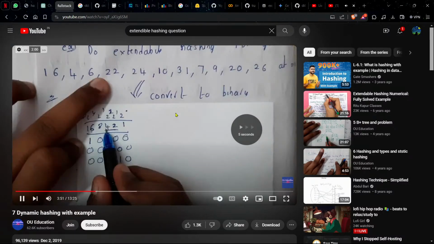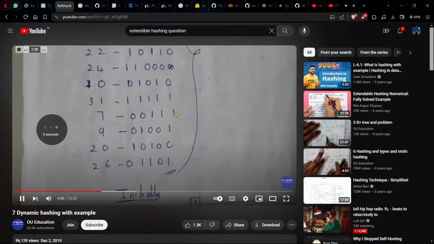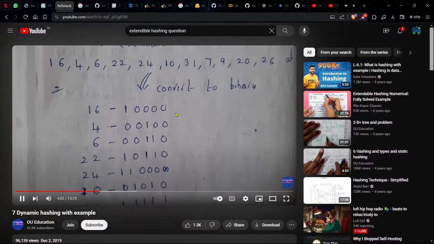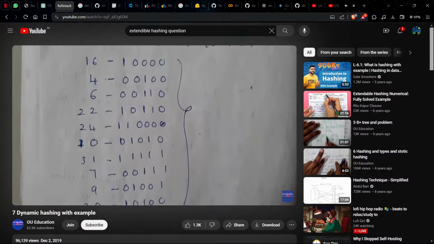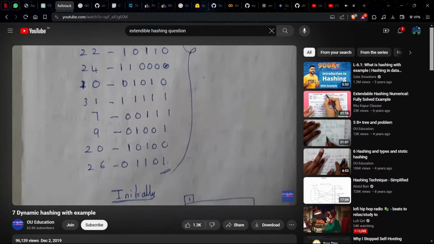For 4, you need a single 4. We'll be doing it dynamically, right, for all the values which are given to be hashed, guys. These are all the binary codes for the given question: 16, 4, 6, 22, 24, 10, 31, 7, 9, 20, and 26.